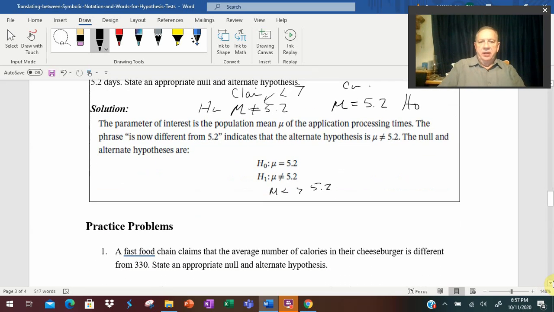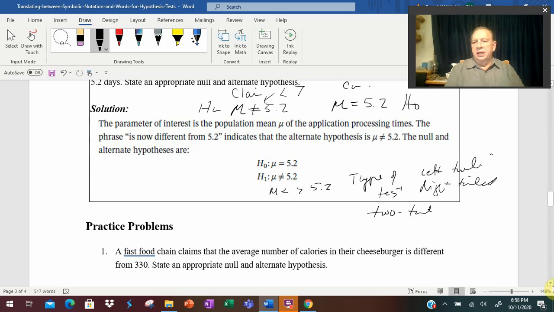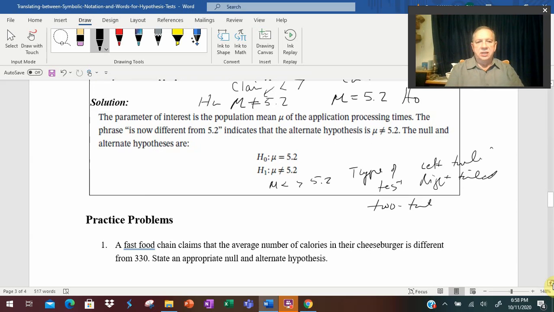And keep in mind that this notation is going to tell us the type of test. We're going to see that just in a minute. I could have a left-tailed, a right-tailed, we'll talk about that shortly, or a two-tailed. And this is two tails. Okay, so that's why I like this notation more. It handles the alternate test a little bit better.